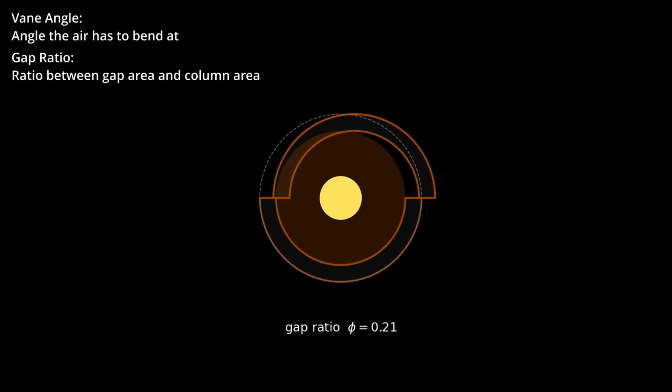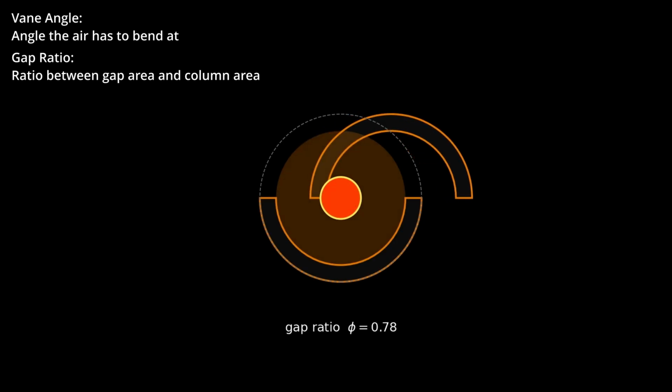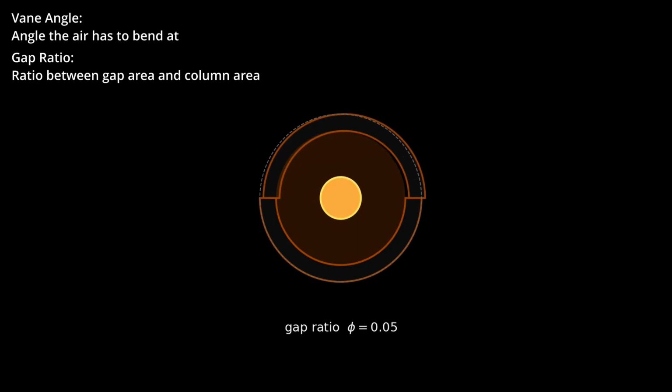We surround a small alcohol flame with a cylinder that's split into 2 halves. By sliding the halves, we create adjustable openings on the sides. We define a gap ratio, phi, as the total gap area divided by the column's cross-sectional area.